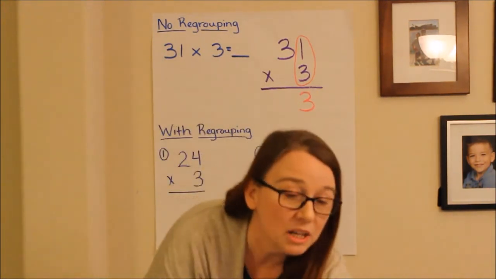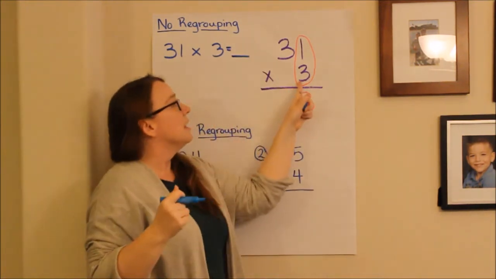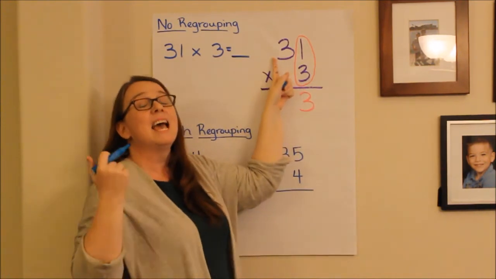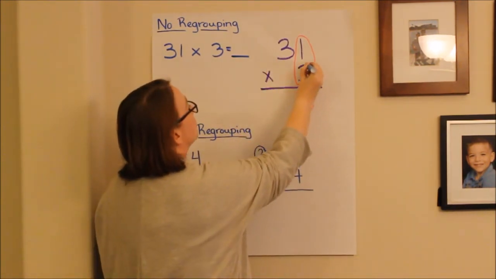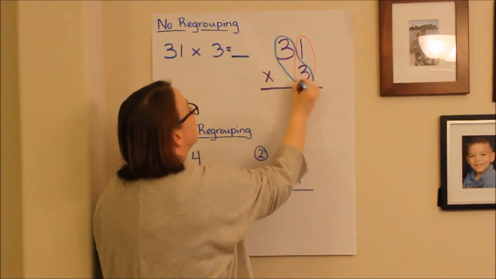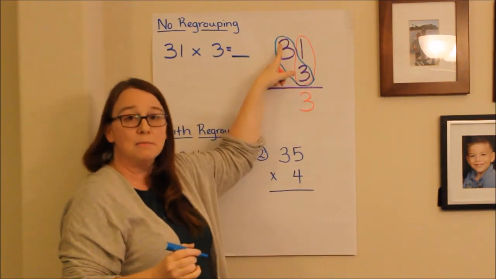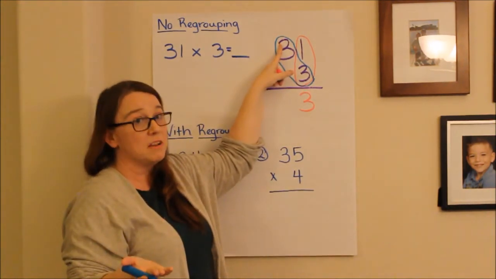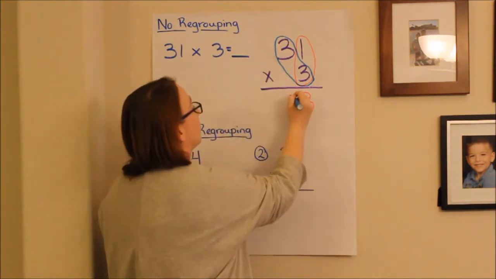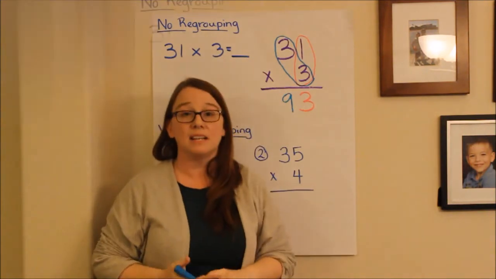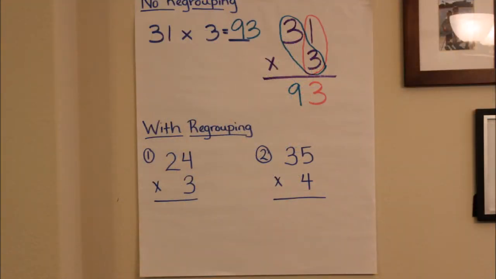Then I'm going to multiply the 3 again, but this time I'm going to multiply it by the number that is in the tens place. So now I'm going to multiply the 3 times the 3 that is in the tens place. Well, what is 3 times 3? 3 times 3, of course, is 9. And I would write that in my tens place since I'm multiplying by a number that is in the tens place. So my final answer to 31 times 3 would be 93.